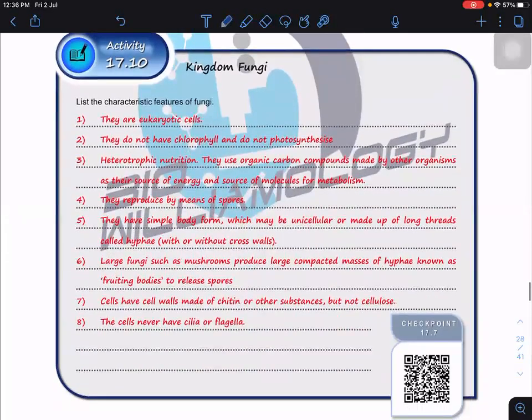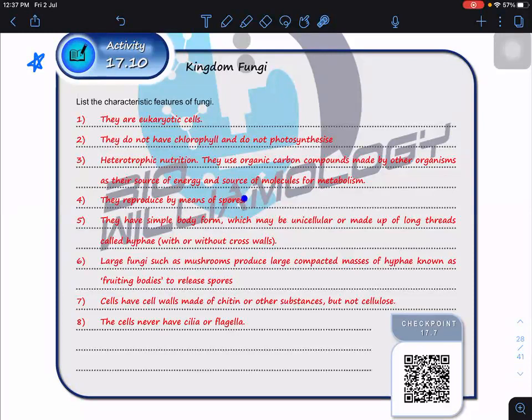So kingdom fungi, this one is important, okay? So they are eukaryotic cells. Basically they have a nucleus and double membrane bound organelles, but they do not have chlorophyll, they do not carry out photosynthesis, they don't have chloroplasts. So heterotrophic nutrition. They use the organic carbon compounds made by other organisms. So it means that they are saprophytic, which means they feed on decaying material, or they are parasitic. Parasitic basically means that they feed on living organisms, okay?